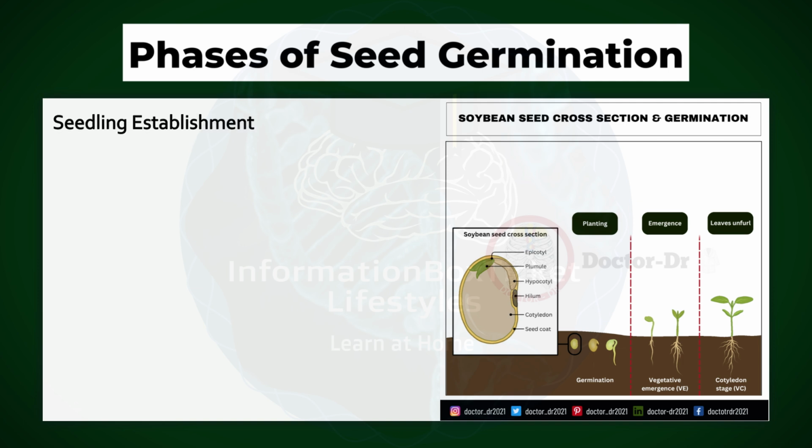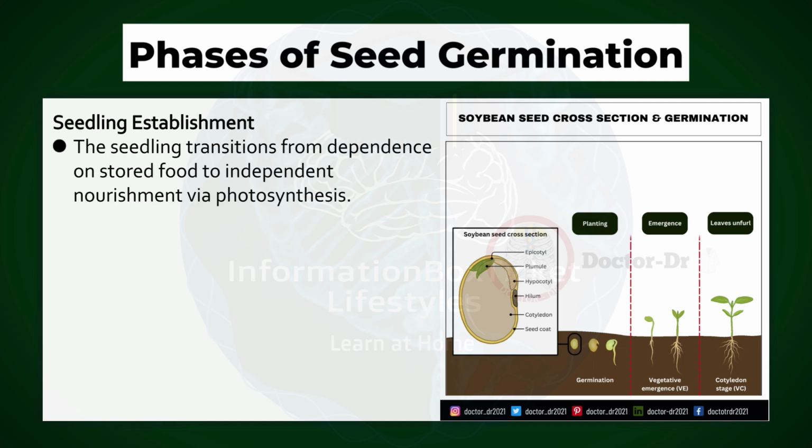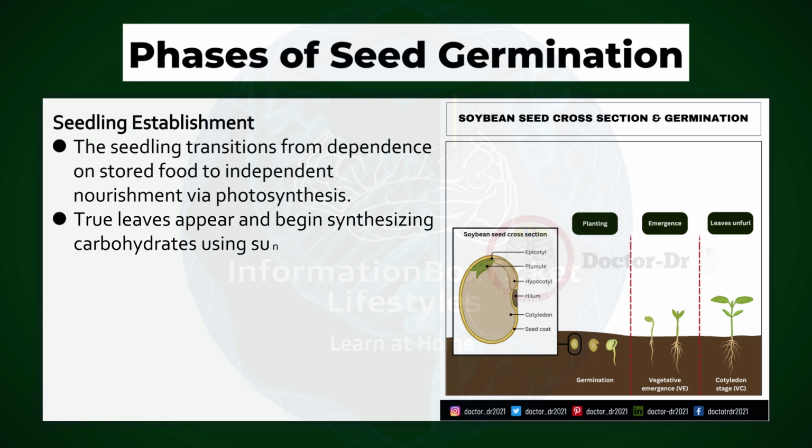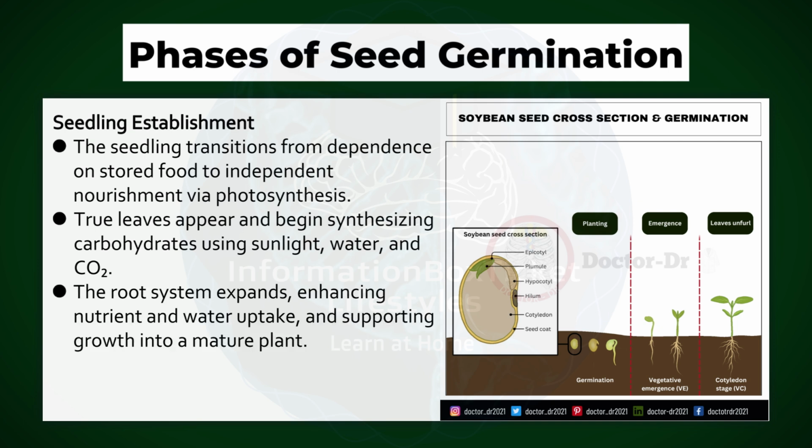Seedling establishment. The seedling transitions from dependence on stored food to independent nourishment via photosynthesis. True leaves appear and begin synthesizing carbohydrates using sunlight, water, and CO2. The root system expands, enhancing nutrient and water uptake and supporting growth into a mature plant.